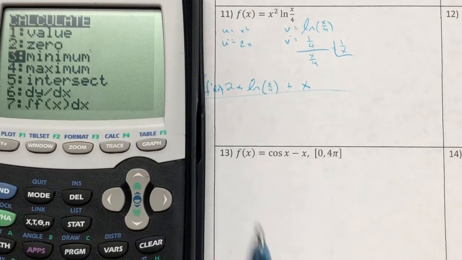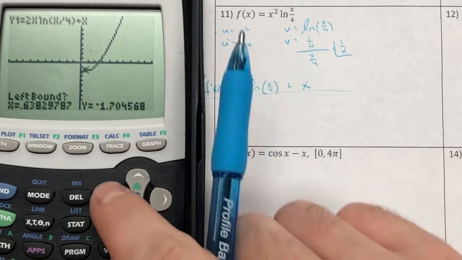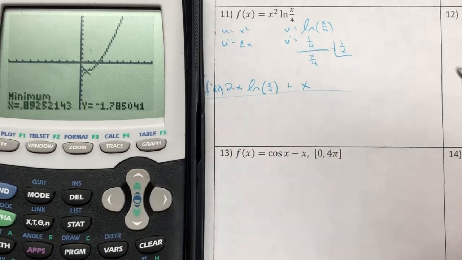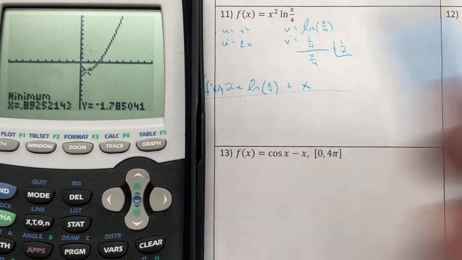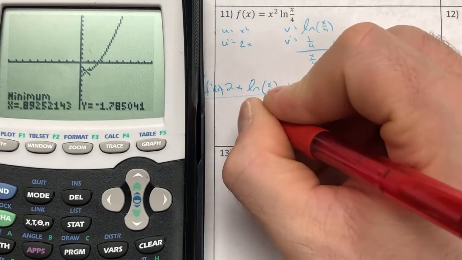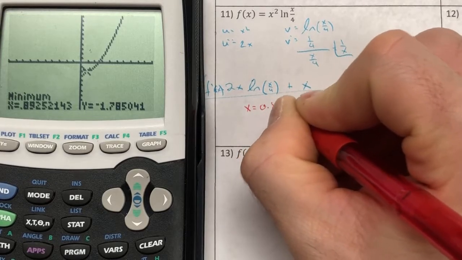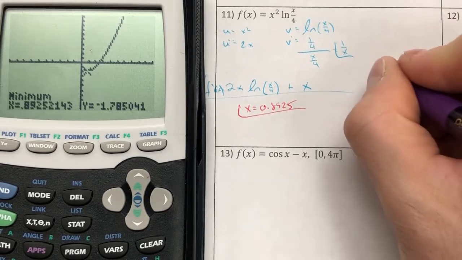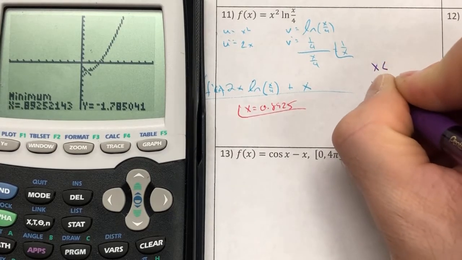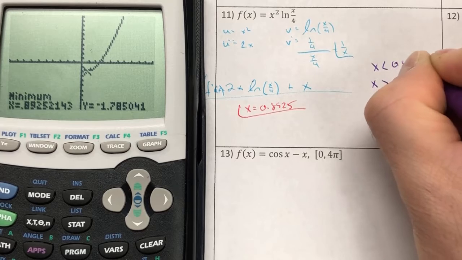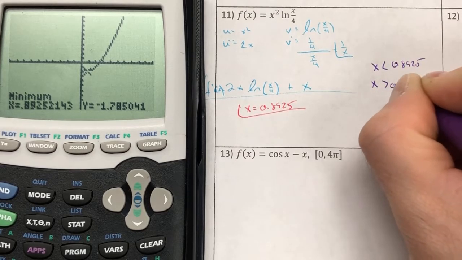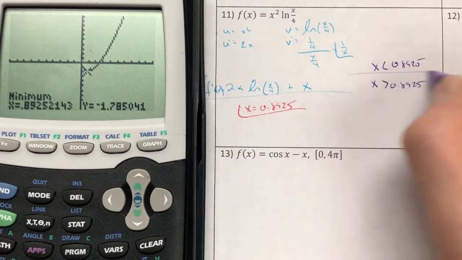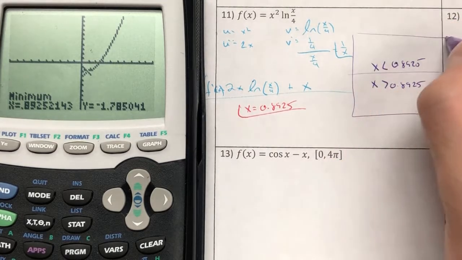Let's actually have the calculator graph a minimum value. Left bound, right bound, guess. So I have a minimum value at 0.8925. So there's our critical value, equals 0.8925. We can then use that to set up what's happening when x is less than and when x is greater than 0.8925. Should have left more room over there, but I'm just going to go ahead and separate this like that.